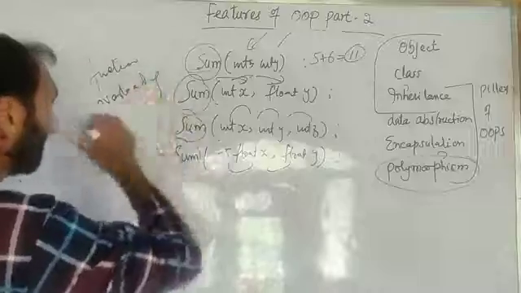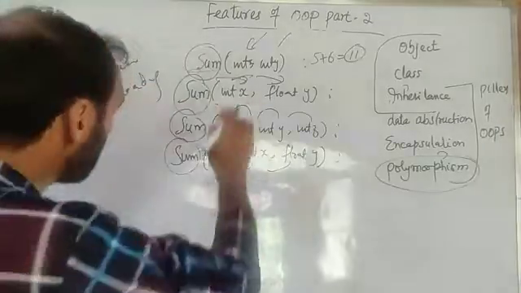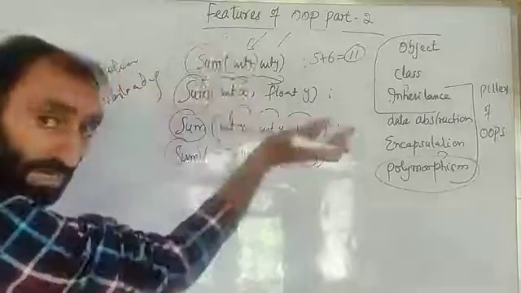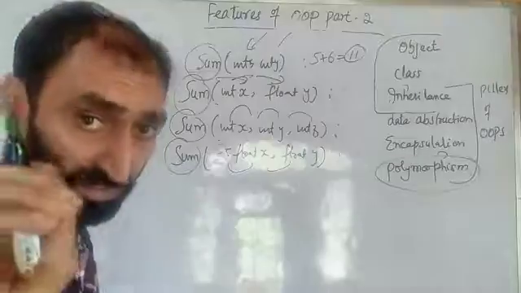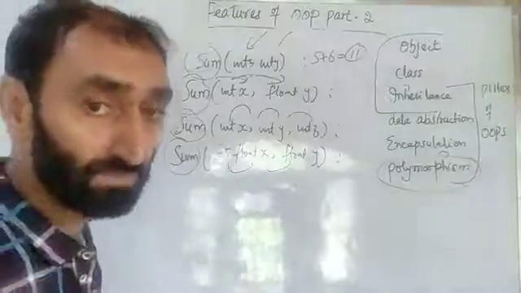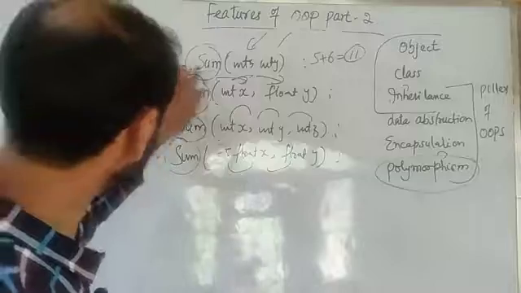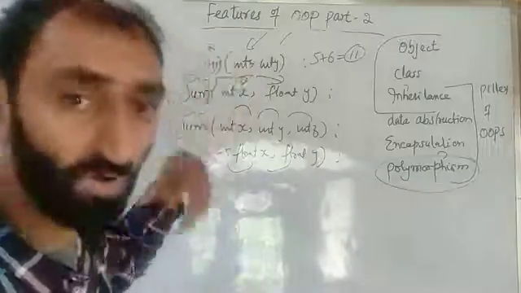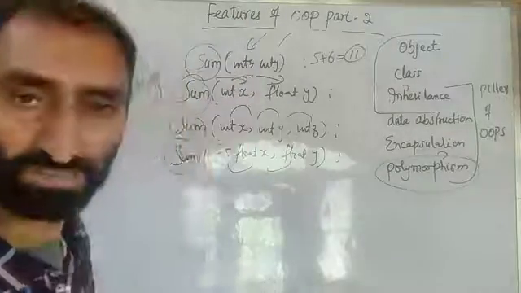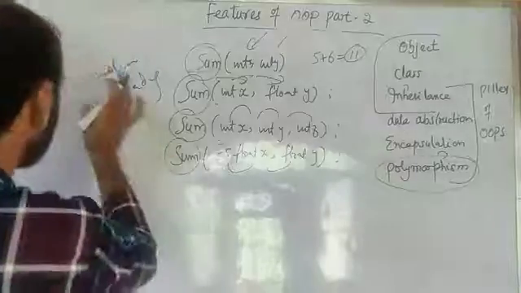In overloading, the name is the same. Polymorphism: poly means different, many, and morphism means forms. Here this sum behaves in many forms depending upon the arguments. This is called function overloading.